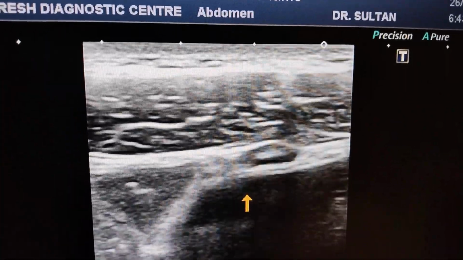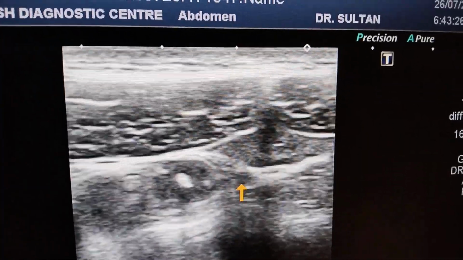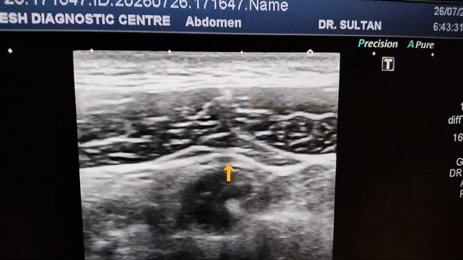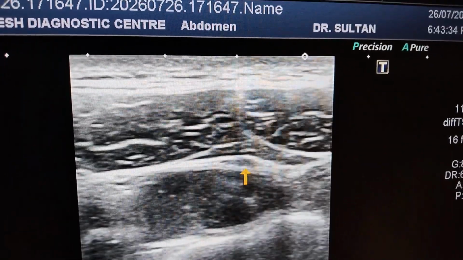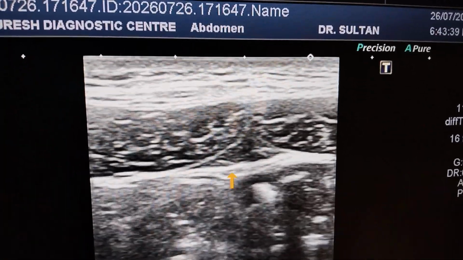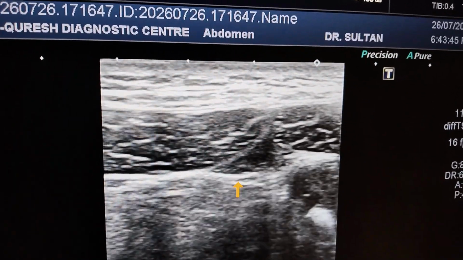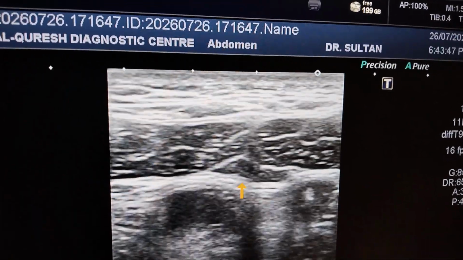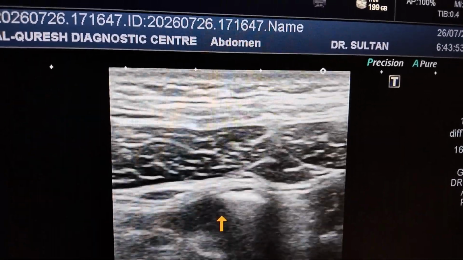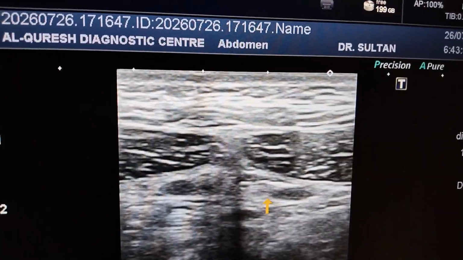deeper, and this is the pathway. This is the pathway. So it has been compressed due to the probe pressure. Otherwise, this is present here. This is here. It is some very small in size, difficult to follow. I am following this one and this. So this is coming here.